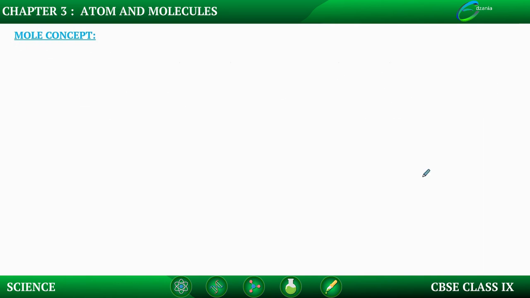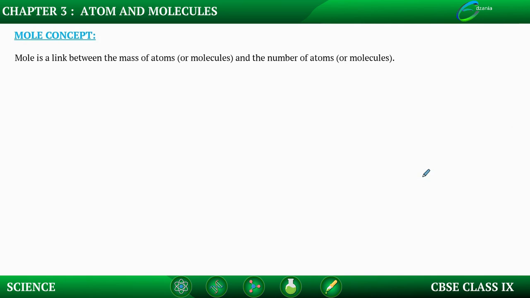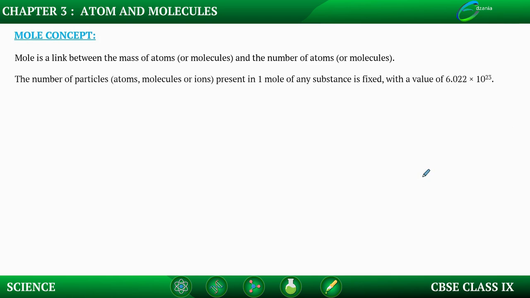Now what is a mole? Mole is a link between the mass of atoms or molecules and the number of atoms. So we need a relation between mass and the number of atoms, and that relationship is called a mole. The number of particles, that is atoms, molecules or ions, present in 1 mole of any substance is fixed, and this value is 6.022 into 10 raised to 23.